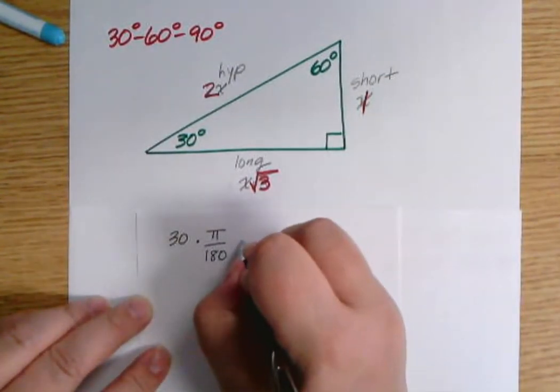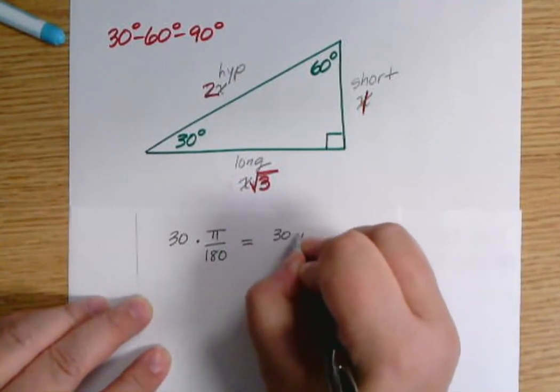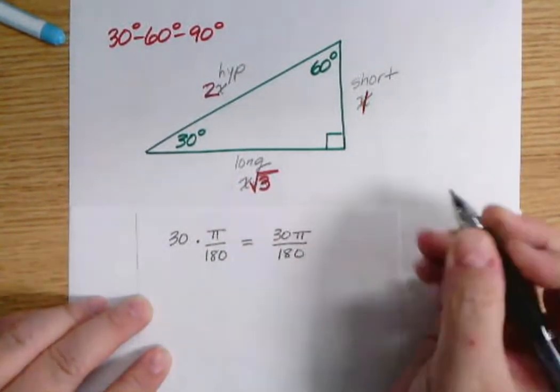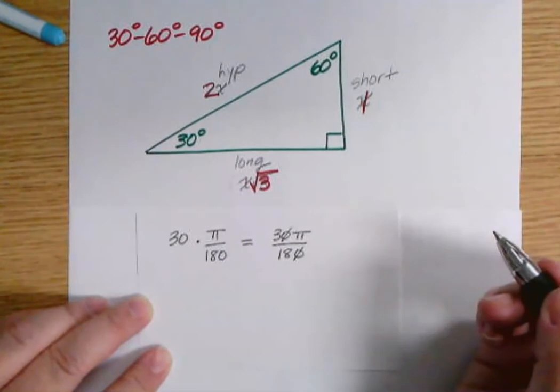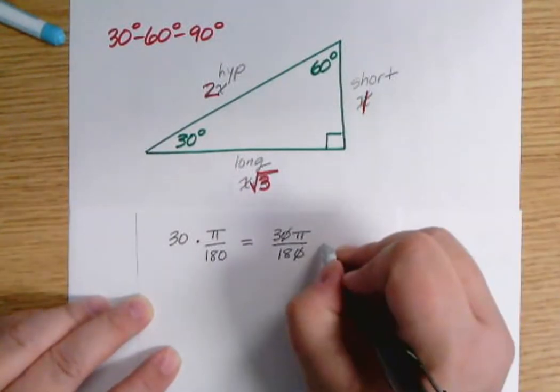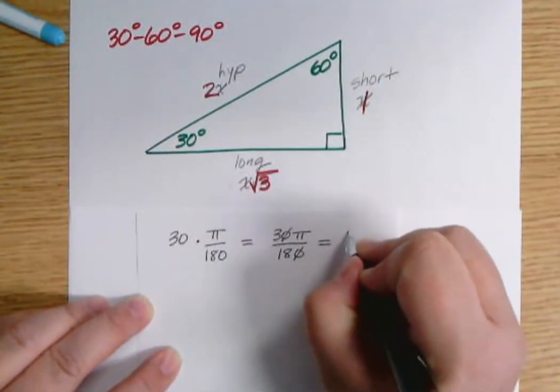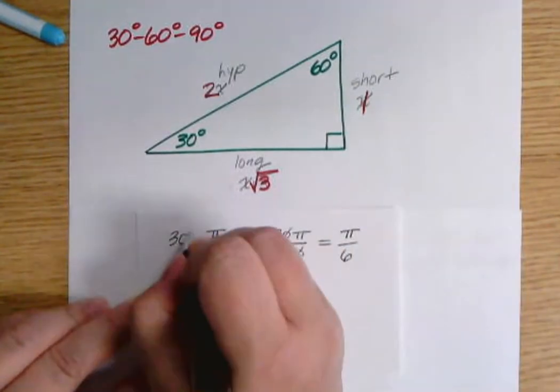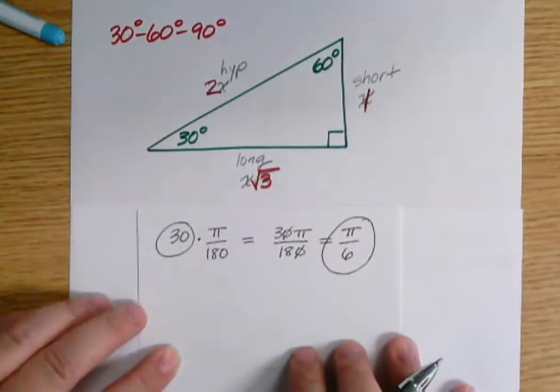So 30 times pi over 180. Basically, this just becomes a problem of simplifying. I can get rid of the zeros, like dividing by 10. 3 over 18 is the same as 1 over 6. So 30 degrees is the same as pi over 6.